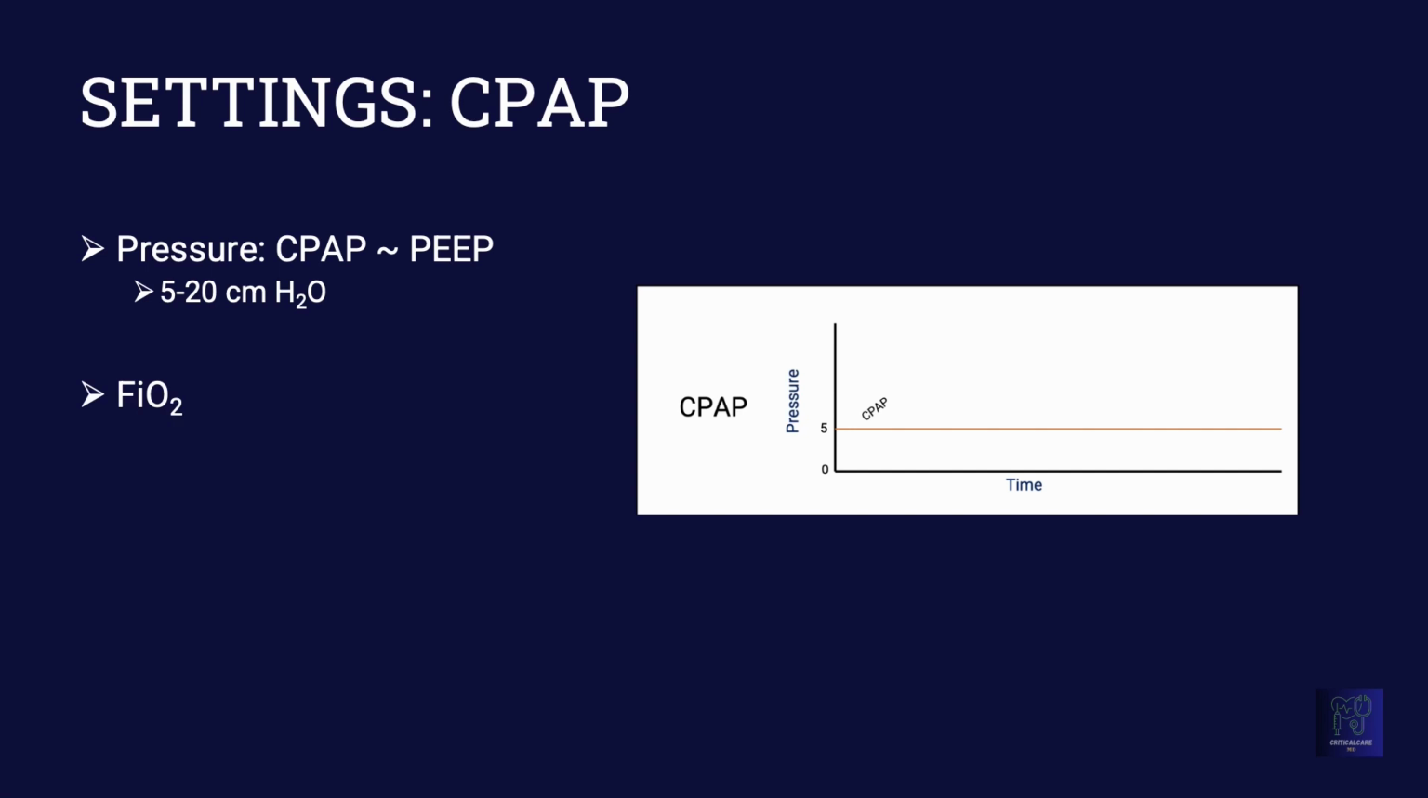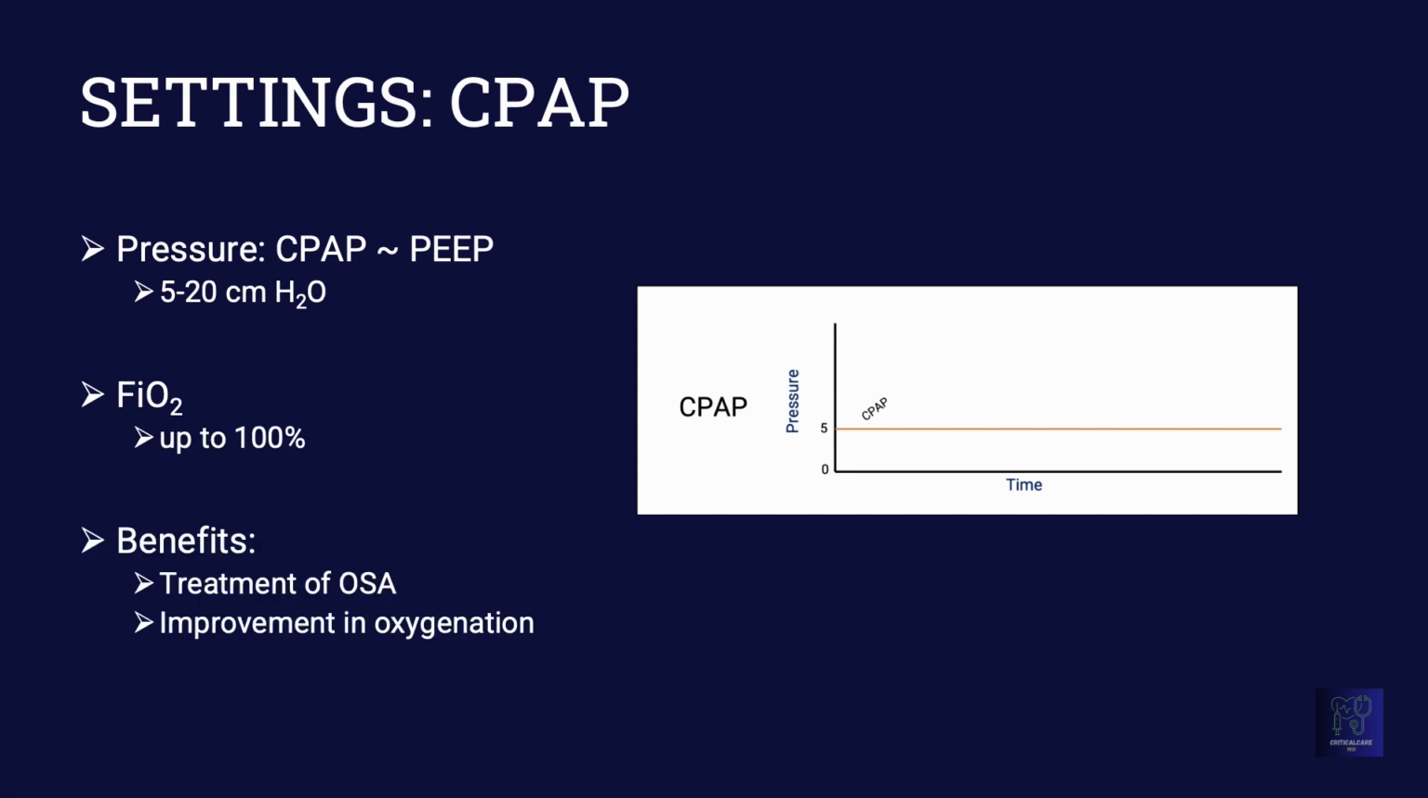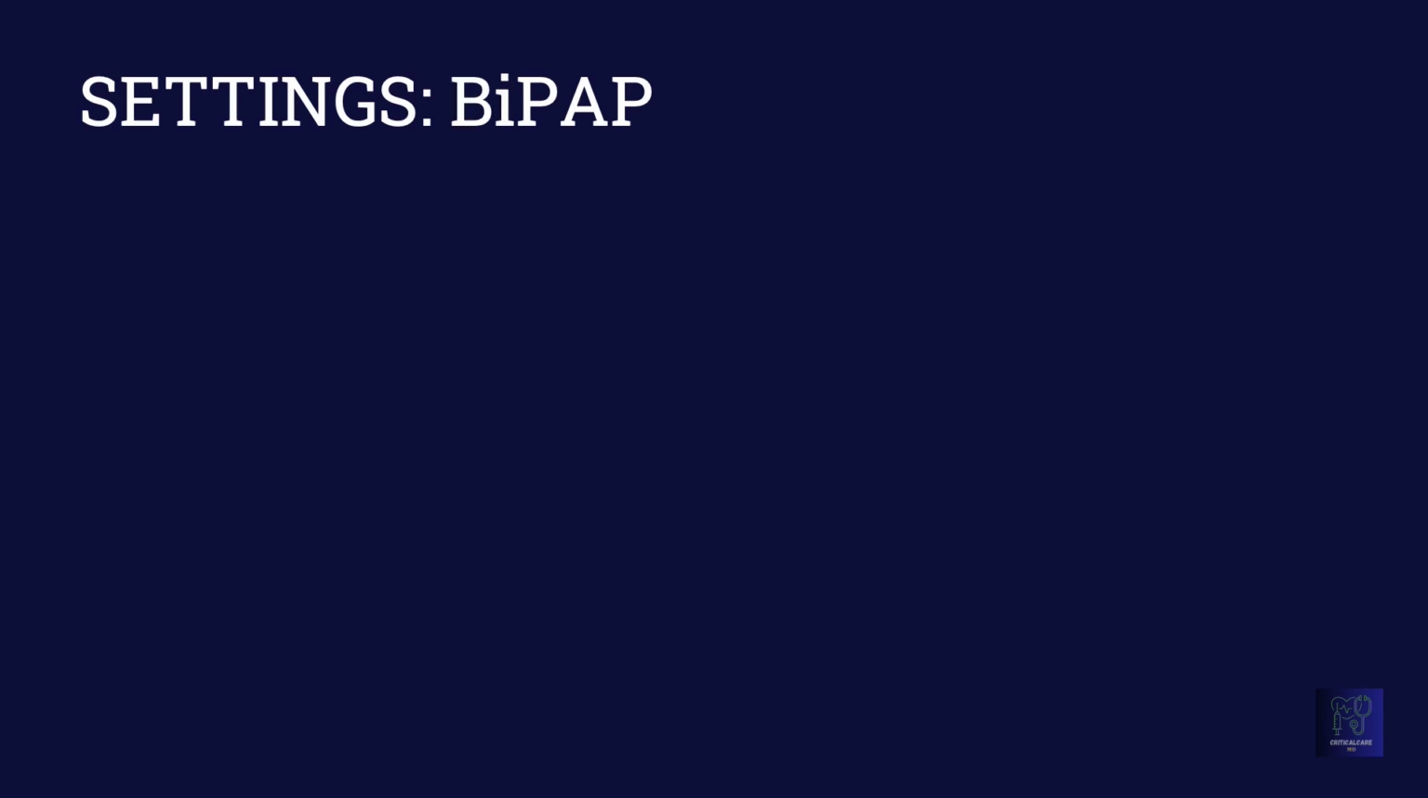The second setting we control is the FiO2. When treating respiratory failure, we typically start at 100% and gradually down titrate as tolerated. Benefits of CPAP, as we discussed, it treats OSA and PEEP improves oxygenation. For BiPAP, similar to CPAP, we start with an FiO2 of 100% when treating respiratory failure and down titrate as tolerated. Let's understand the pressures of BiPAP.